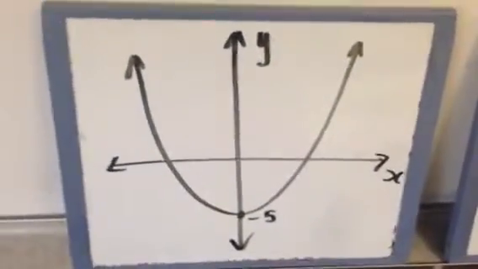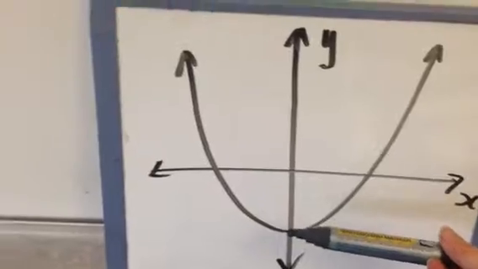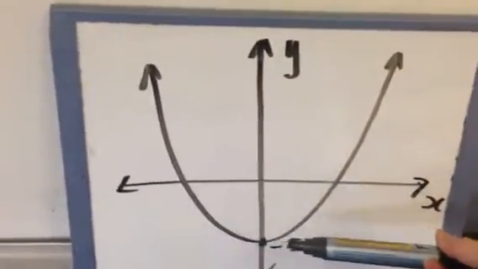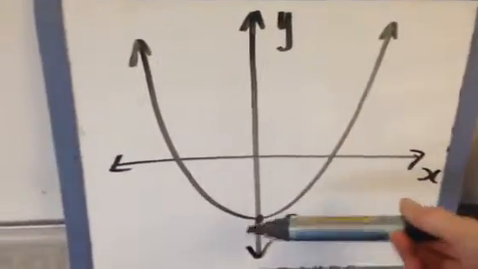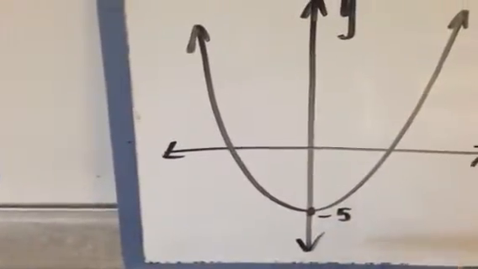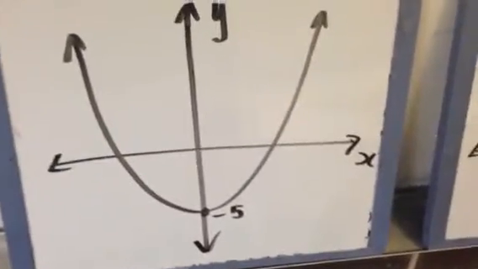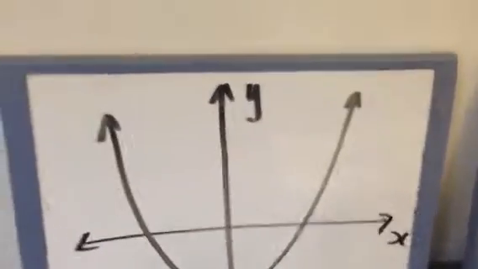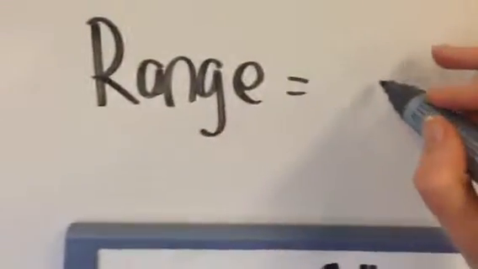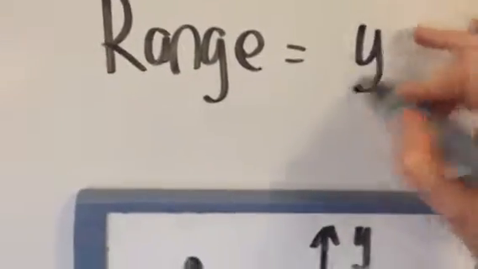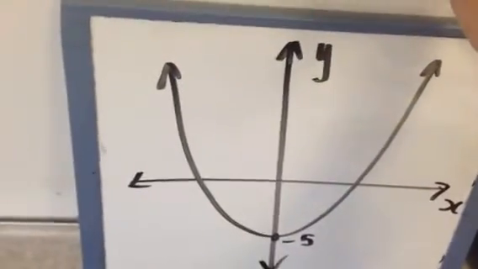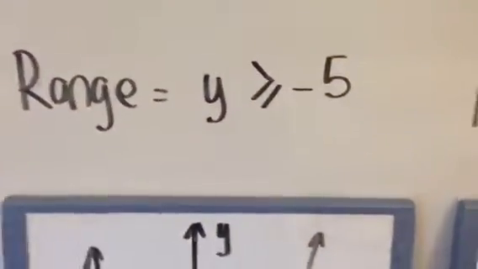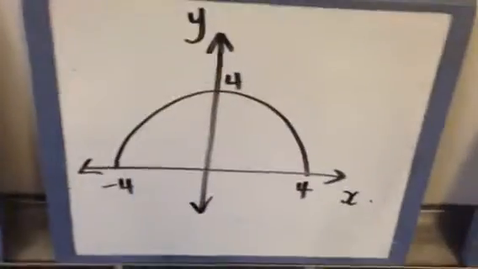Now what about the range? Your range, you'll notice from our graph, it starts here because this is where our vertex is, and it will keep going up this direction and will keep going up this direction, but there is nothing down below -5. So for the range, we say the range here is when y is greater than or equal to -5.